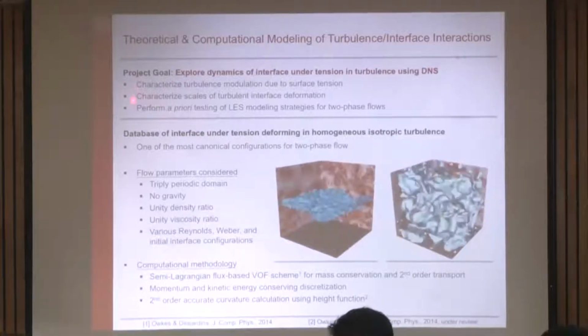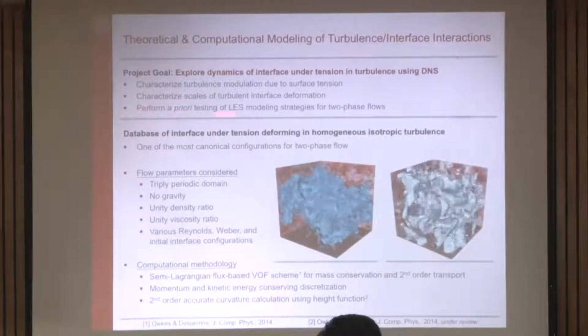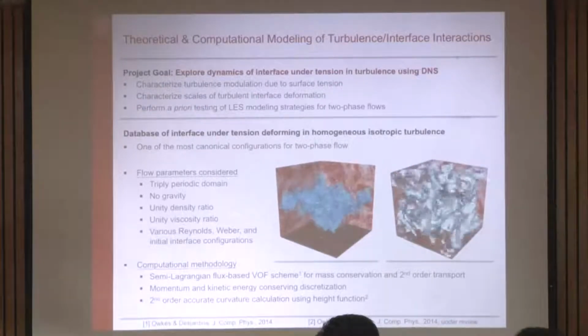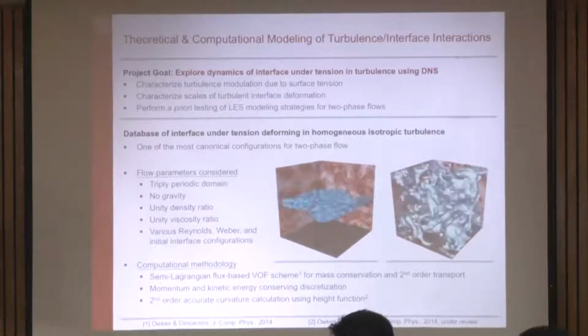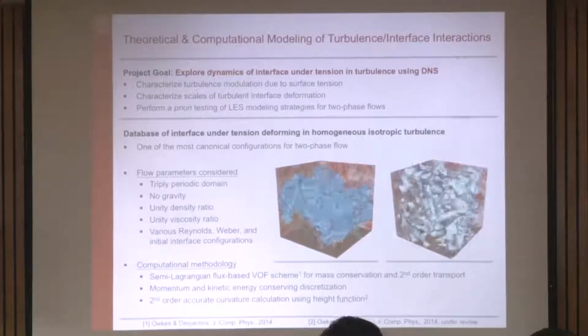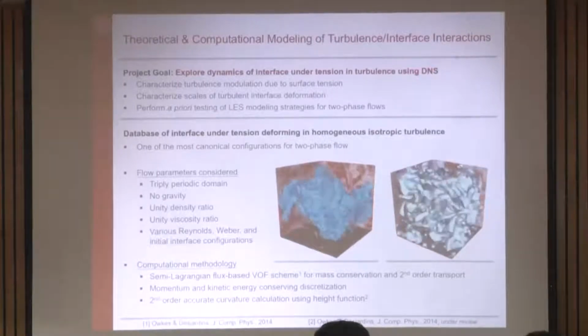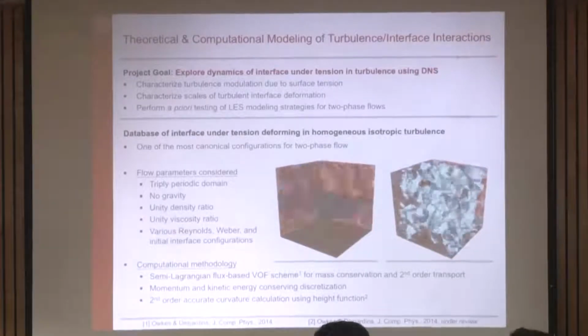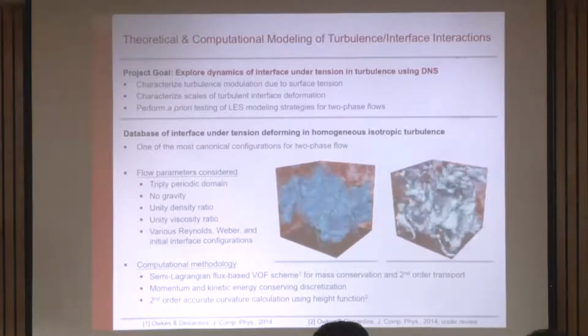One thing I'll show is specifically the scales of interface deformation. I'll show you that we can quantitatively say a few things about that. We're also interested in using those data sets to extract large eddy simulation models: the type of stuff that we're missing, what is the physics taking place at the subgrid scale if we don't resolve all the scales of the turbulence and interface interactions?